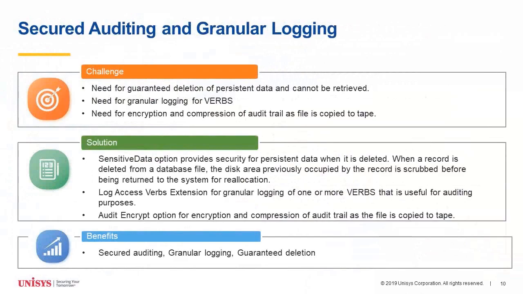The third security challenge we have seen is clients asking for encryption and compression of the audit trail as the file is copied to tape. So in the 7.0 release, within the DMS2 audit, encrypt and compress options are included in the audit trail specification. They enable the encryption and compression of the audit trail as the file is copied to tape.